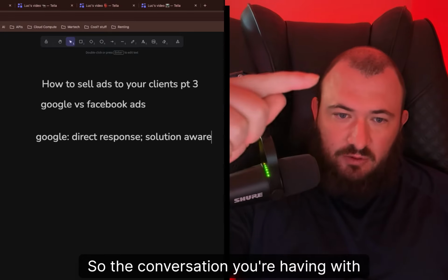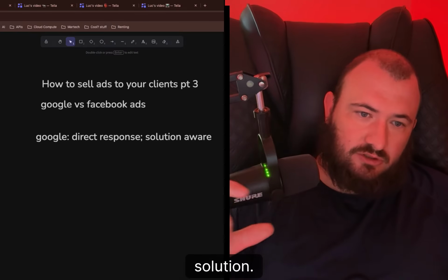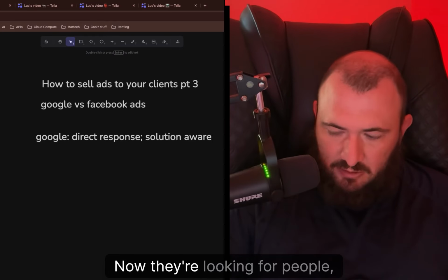So the conversation you're having with your client, they're not solution aware. They're actually problem aware. They need to run ads. And now they're asking you for a solution. They've already decided to run Google ads. Now they're looking for people who run Google ads.